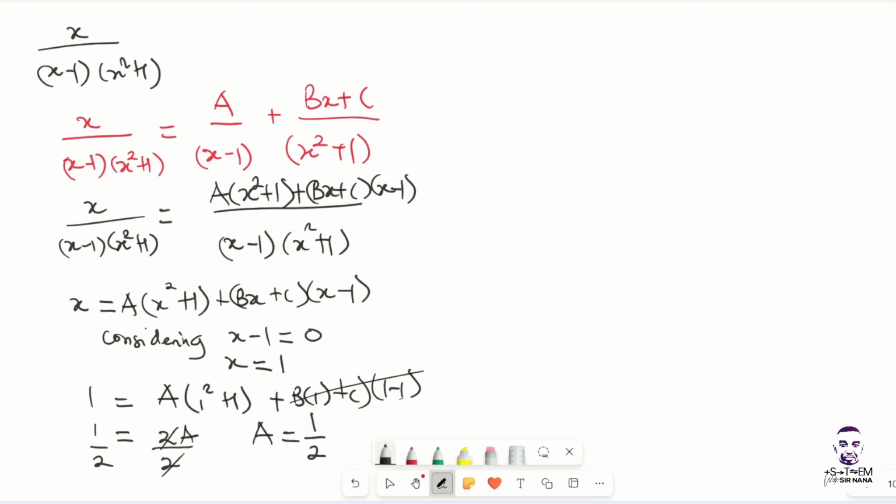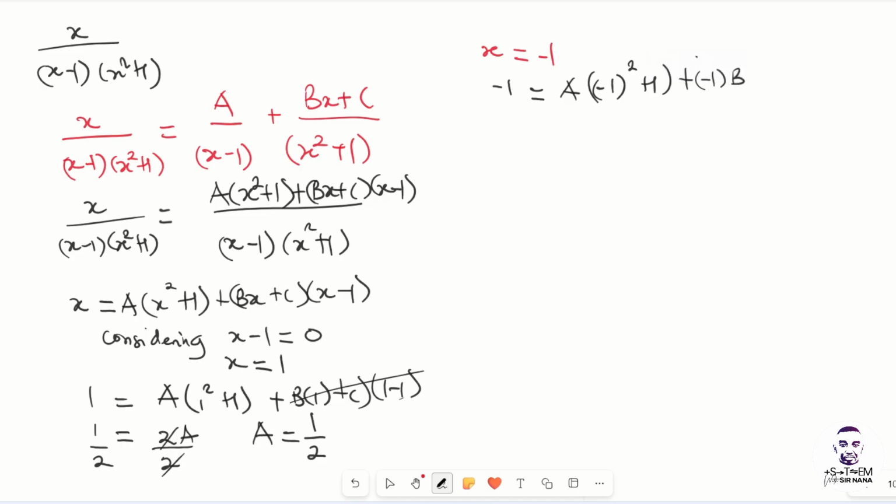It's equal to 0. So we can also consider picking any appropriate factor. Let's say x equal to -1, because we have used x equal to 1. So let's use x equals -1. We substitute x equal to -1 in the equation. That implies that we will have -1 equal to a(-1)² + 1 plus (-1) multiplying b, and then plus c multiplying (-1)(-1).